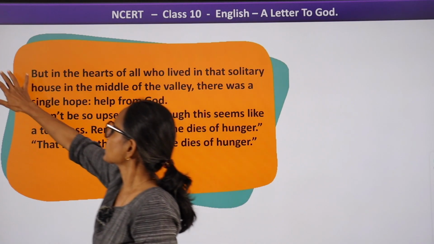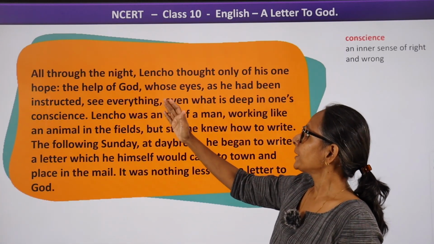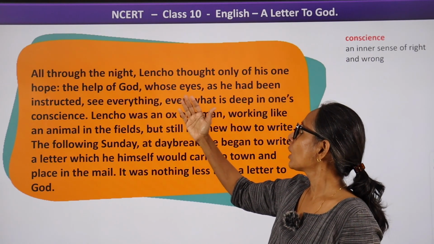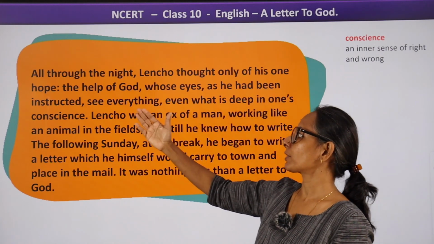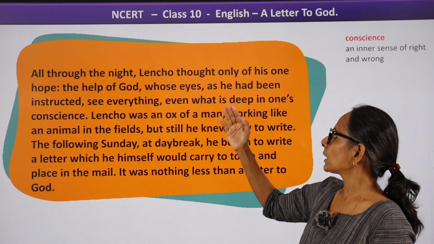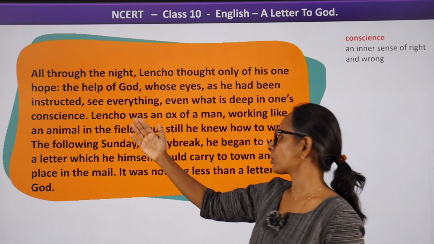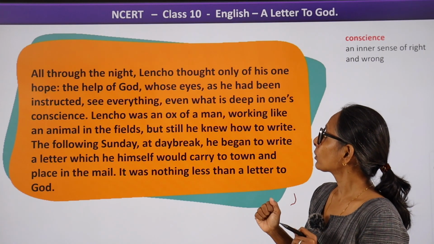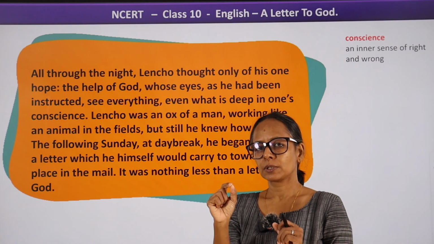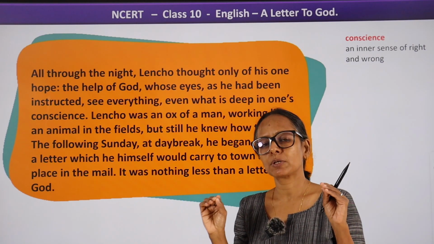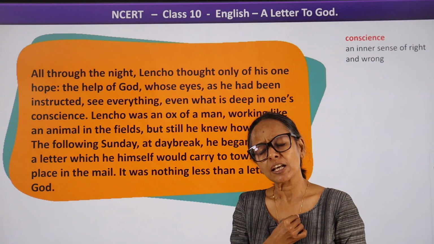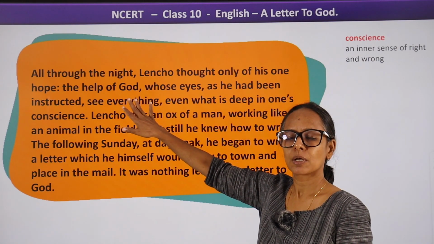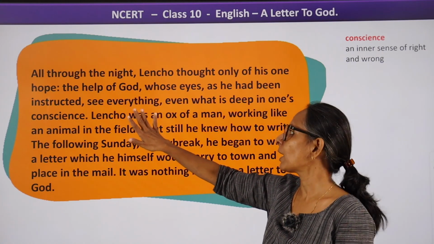Okay, so the next. All through the night, Lencho thought only of this one hope, the help of God, whose eyes, as he had been instructed, sees everything, even what is deep in one's conscience. Now everything is gone, everyone is sad. But all through the night, Lencho had this single strong hope. That was the help of God. He believes that something will happen and God will help him.